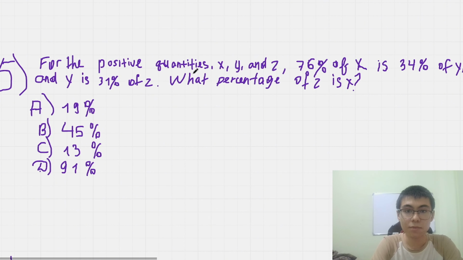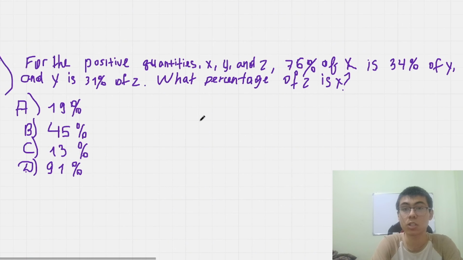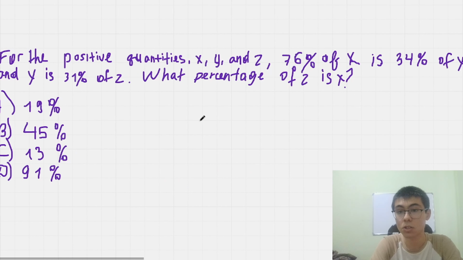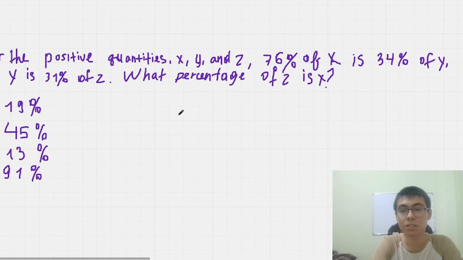For the positive quantities x, y, and z, 96% of x is 34% of y, and y is 31% of z. What percentage of z is x? Okay, I've seen this type of question a lot in my real digital SAT exams, so it's a must-know question. You just have to understand how to solve it.